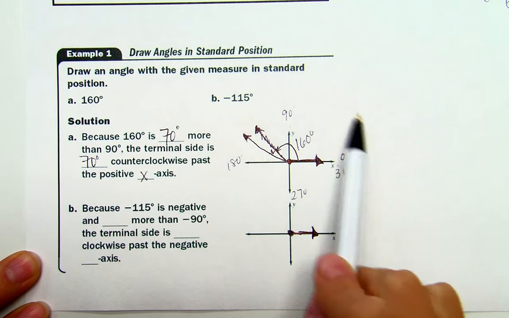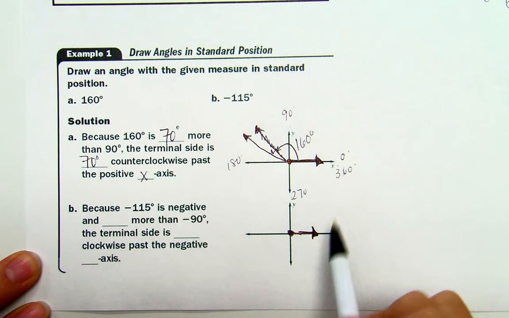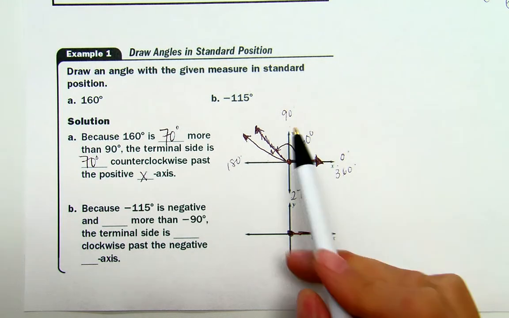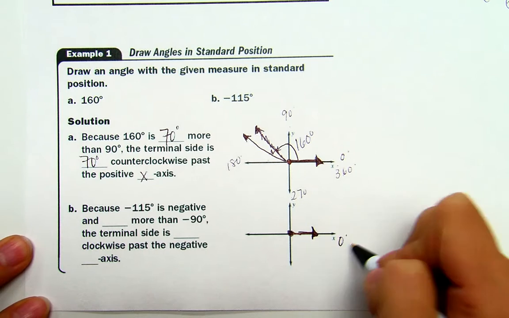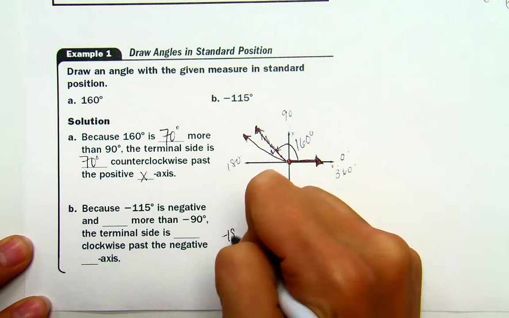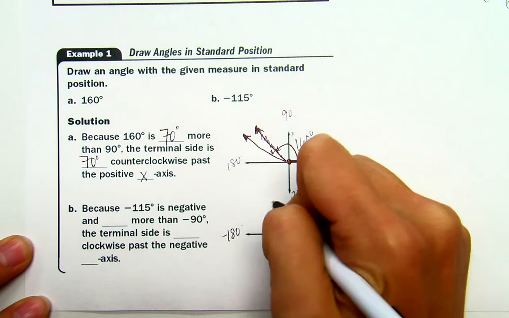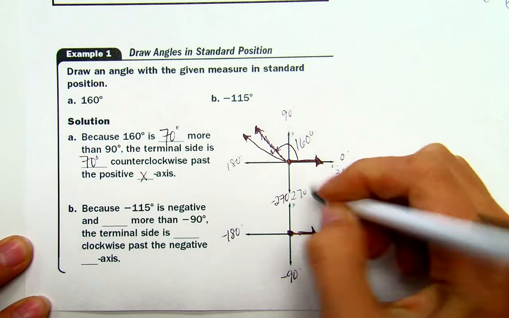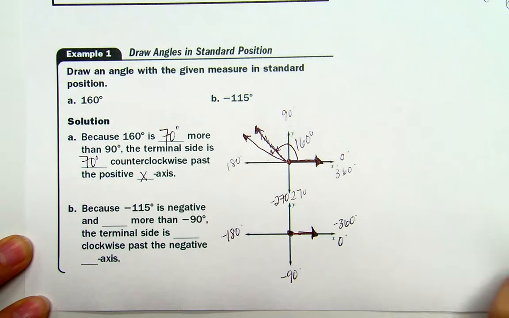in the positive counterclockwise direction. If we go clockwise direction, we can actually label it the same way we did above, where this is going to be 0, this is going to be negative 90, negative 180, back around to negative 270, and back around to negative 360, if we wanted to go in our clockwise direction.